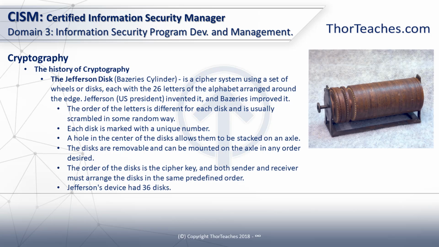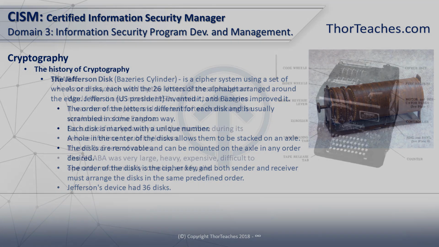I would then encode my message on my cylinder, send you which order the discs need to be put in, and send you the encrypted text. Once you receive it, you rearrange your cylinders in the same order and decrypt the message. The original device Jefferson made had 36 discs.